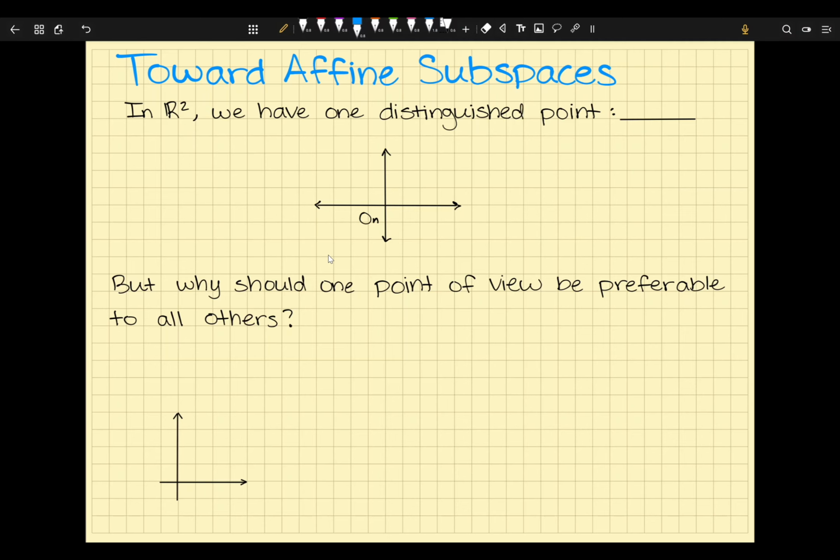Exactly right. The one special point in R2 is 0. And so 0 acts as our reference frame for all other points. If I have some vector here, I've measured the vector from the origin. And so this is our point of view. But why should this point of view be preferred to all others? It's kind of an arbitrary decision.